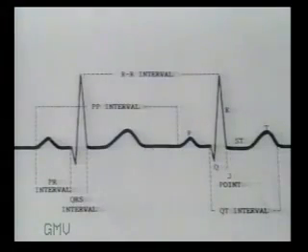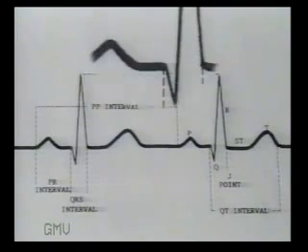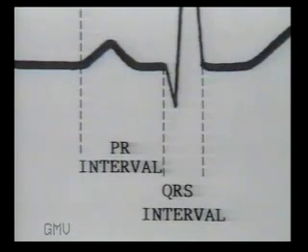Now we shall study the various intervals. The time from the onset of the P wave to the onset of the QRS complex is termed as the PR interval. It represents the conduction time from the atrium to the ventricles, from the onset of P wave to the onset of QRS complex. The time from the beginning of the Q wave to the end of the S wave is called the QRS interval. It indicates the time taken by the impulse to spread through the two ventricles.